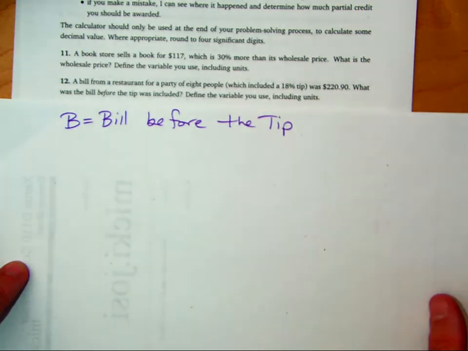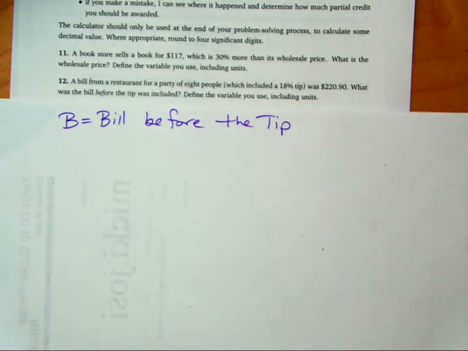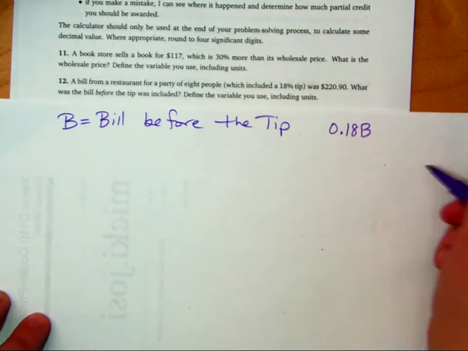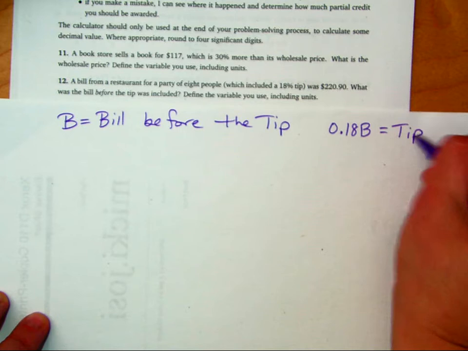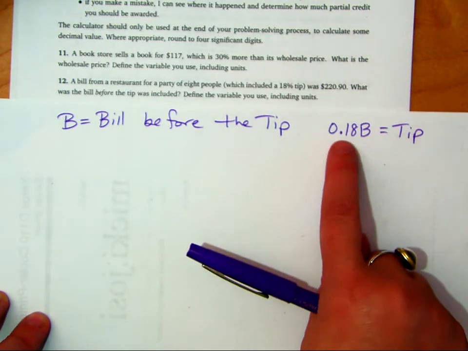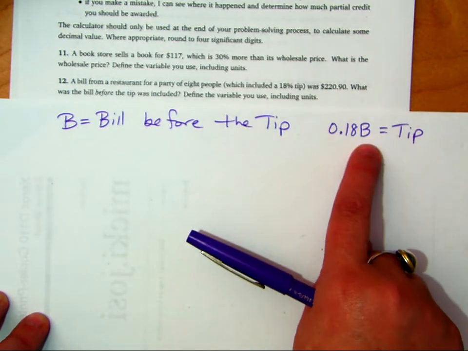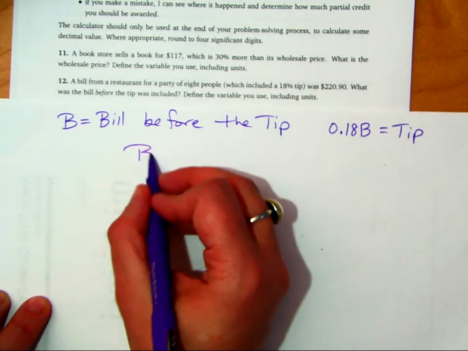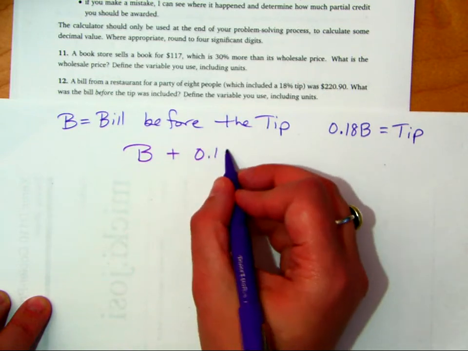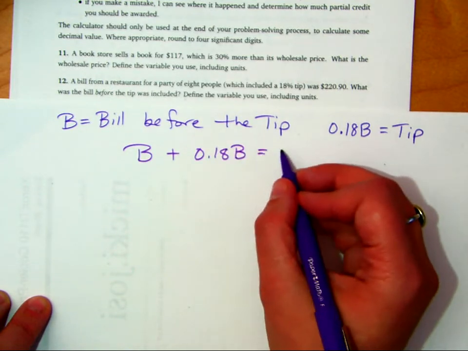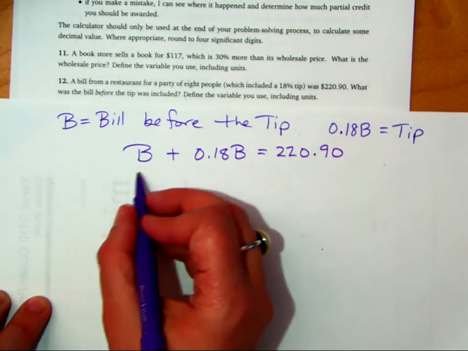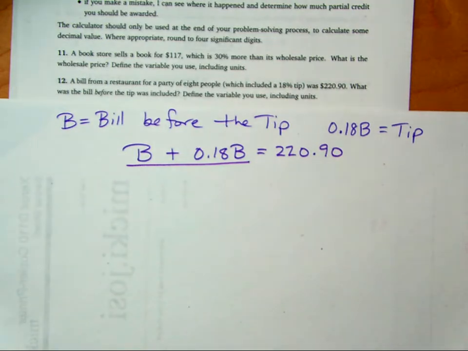What would the tip be then? If you had the bill, how do you calculate the tip? You're going to have 18% of the bill is the tip. Because you don't just add 18 cents. You have to add 18% of the bill, right? And then we have the whole total. So we have the bill plus 18% of the bill equals $220.90. If you add these two things together, what do you get?